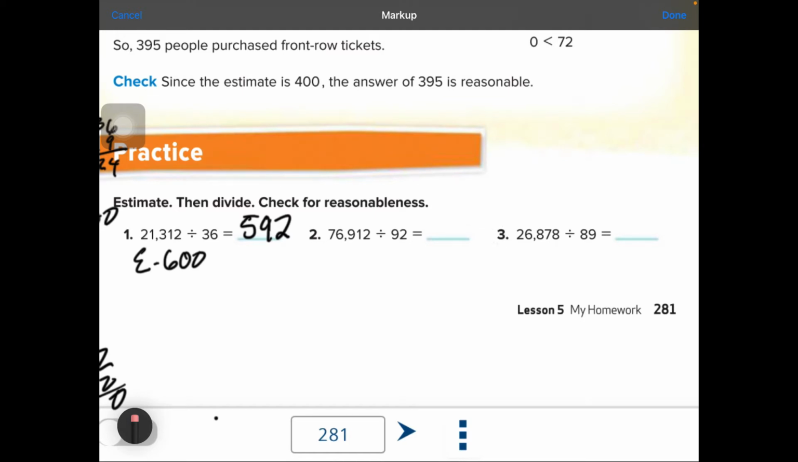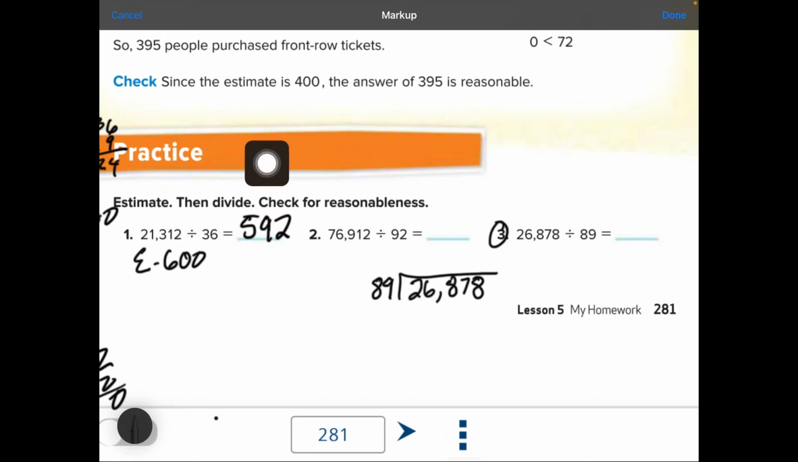Okay, let's work on the odds. Let's dive into number 3. We're going to do 89 into 26,878. I'm going to do the work over here because I don't have a graph paper to show. Okay, so let's look at this.